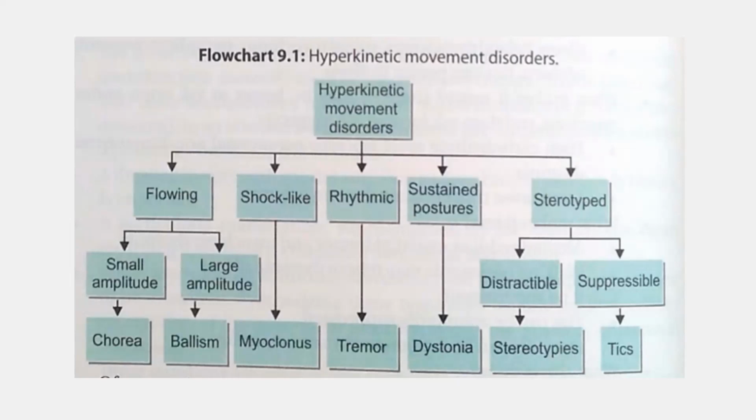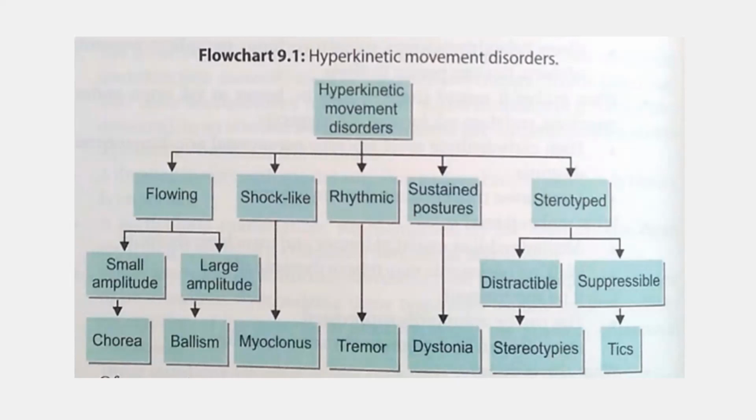If rhythmic to-and-fro motions are there, it will be tremor. If there are sustained postures or sensory tricks, that again indicates dystonia. If movements are stereotypic, sometimes distractible by any touch or verbal stimuli, it will be seen in stereotypy. If the stereotypic movements are suppressible or there is an urge to move, you can classify them under tics. Okay, this is the basic concept.